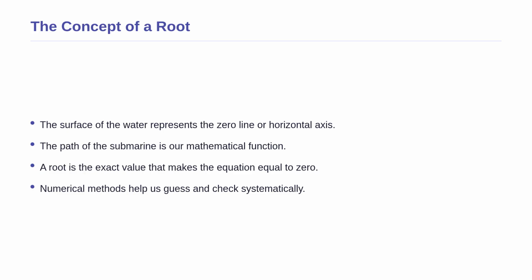Now that we have our submarine analogy, let us formalize what this means mathematically. Why does finding a root matter? In the real world, relationships are rarely simple. Engineers need to find exact points where forces balance out to zero or where a trajectory hits the ground. The surface of the water in our analogy is the horizontal axis. The path the submarine takes is our function. The root is simply the exact value of our variable that makes the entire equation equal to zero.